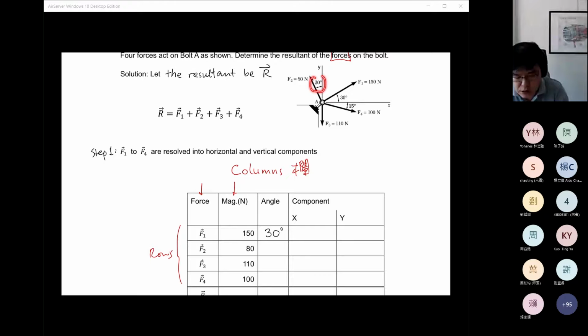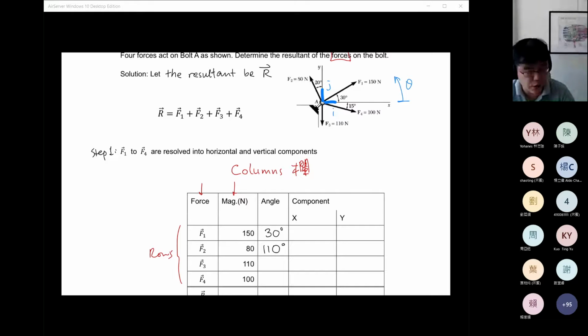It gives 20 degrees, but be careful if we use i and j. i is this direction and j is this direction. And the theta is always measured this way, starting from the right hand side, if we use i and j. Therefore, the angle is 110 degrees. Is that okay?